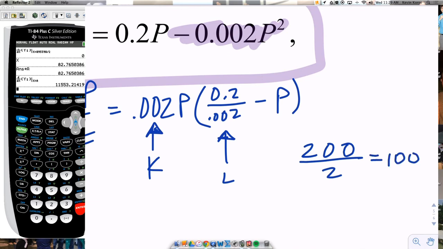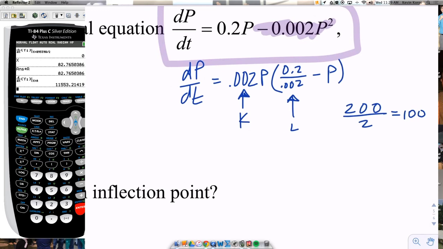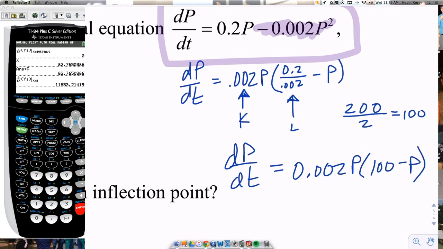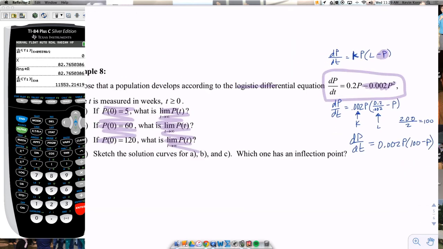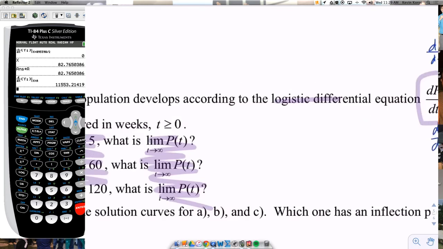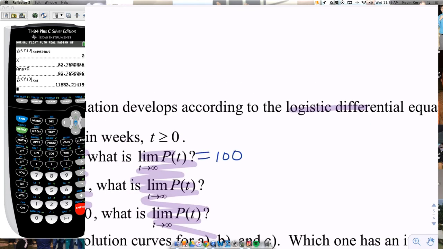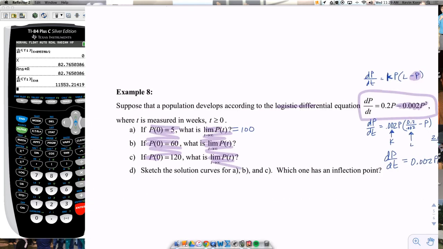So if you want to write it like that, 0.002p times 100 minus p. So there you go. Now you have it in the standard form, and now you can answer the question. What's the limit as t goes to infinity? 100. There are no units here because it didn't tell us.